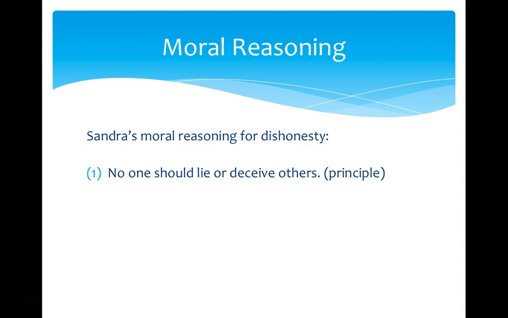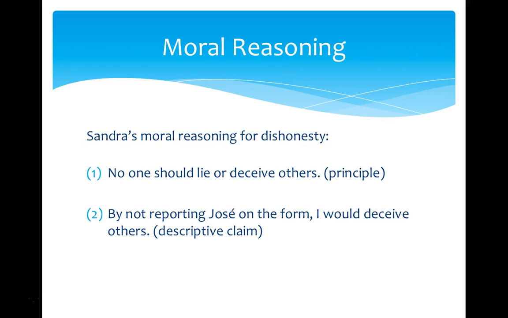So here's another example that includes Sandra's moral reasoning for dishonesty in the case of José. So here, Sandra has the principle, no one should lie or deceive others. And then this principle is attached to the world through the descriptive claim. By not reporting José on the form, Sandra would be deceiving others. And since her principle is that no one should lie or deceive others, we arrive at the judgment that Sandra ought to report José.